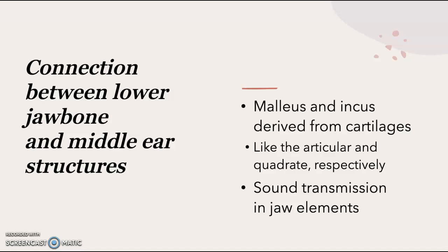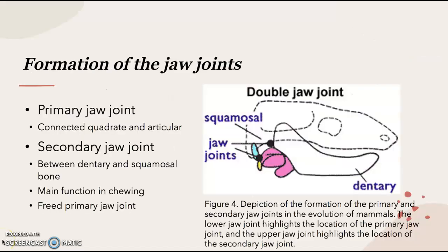Finally, both the jawbones and the middle ear structures mentioned perform the function of hearing. The quadrate and articular were shown to perform bone conduction in order to generate sound transmission, which is why we were able to identify their function in hearing. Now that we know that there's a connection between the jawbones and the middle ear structures, I would like to talk about the next evolutionary event that occurred in the jaw.